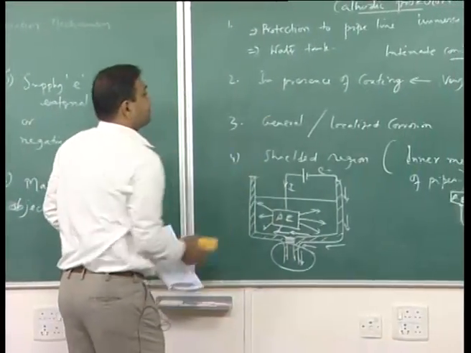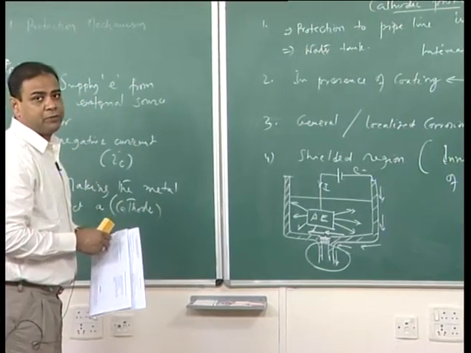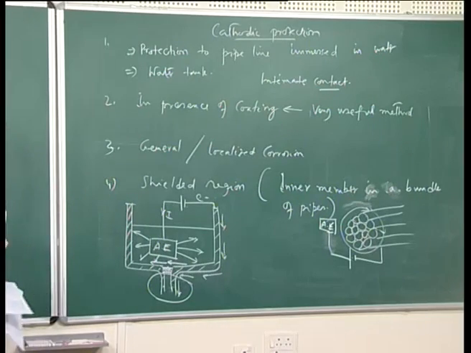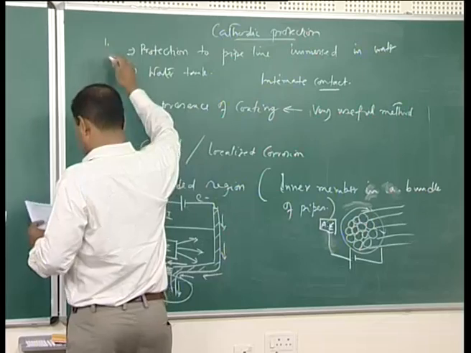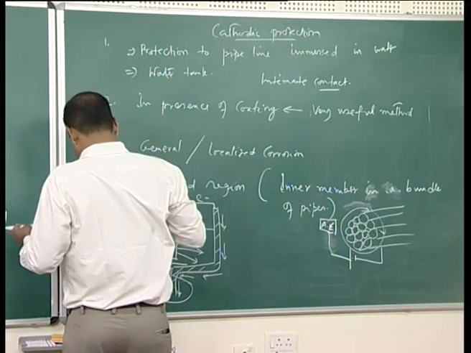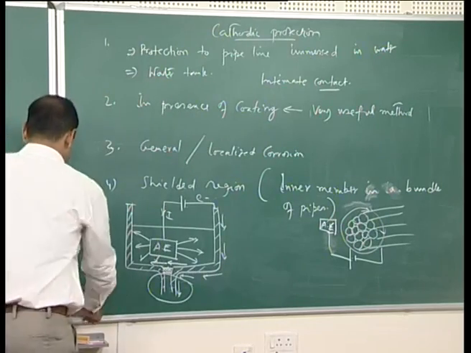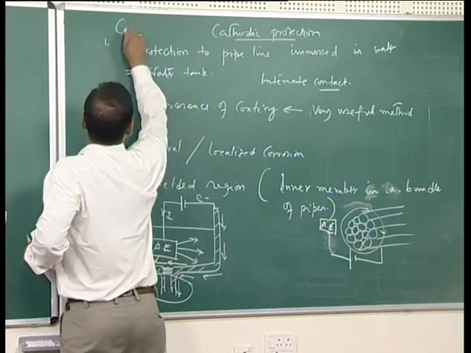Now, once we have this knowledge, let us see where we cannot use cathodic protection. Once this is known, we can easily consider those cases where cathodic protection cannot be employed. So, this is where we can apply cathodic protection, and now where we cannot apply cathodic protection.